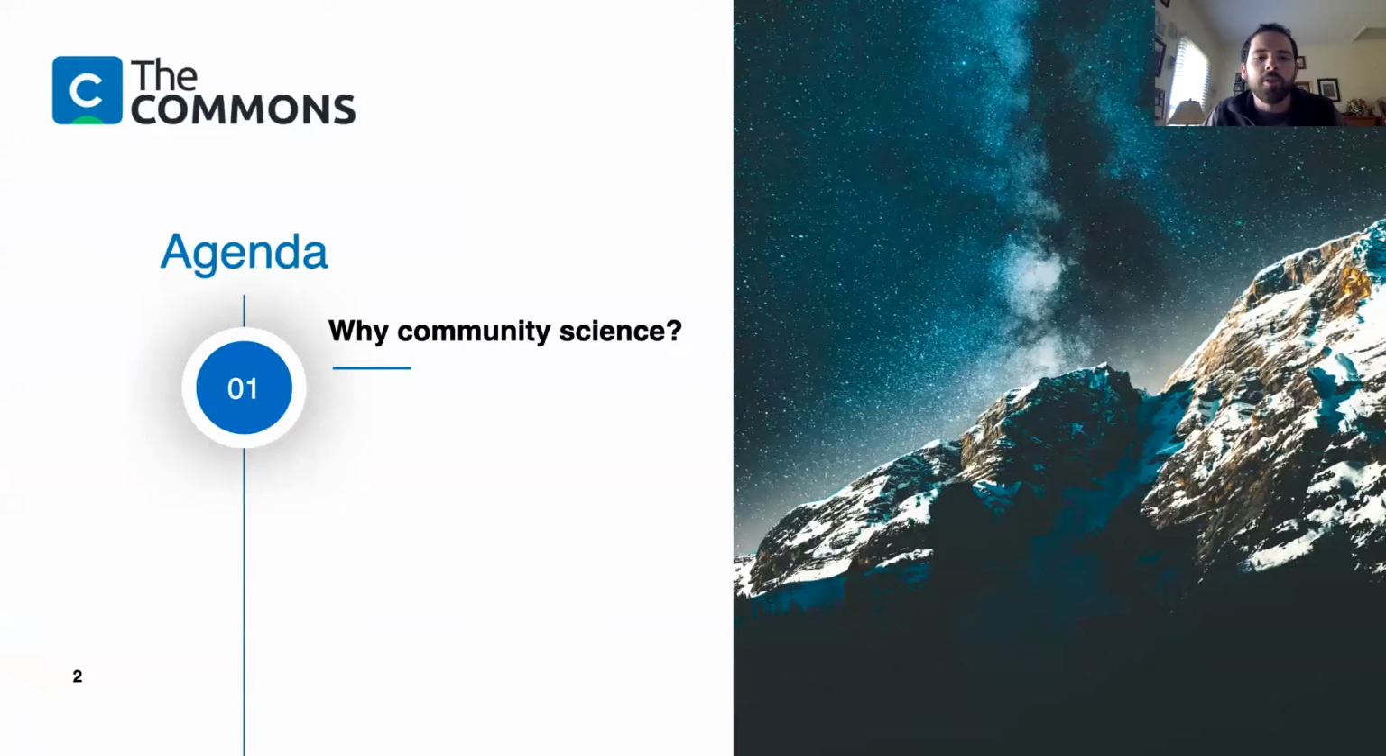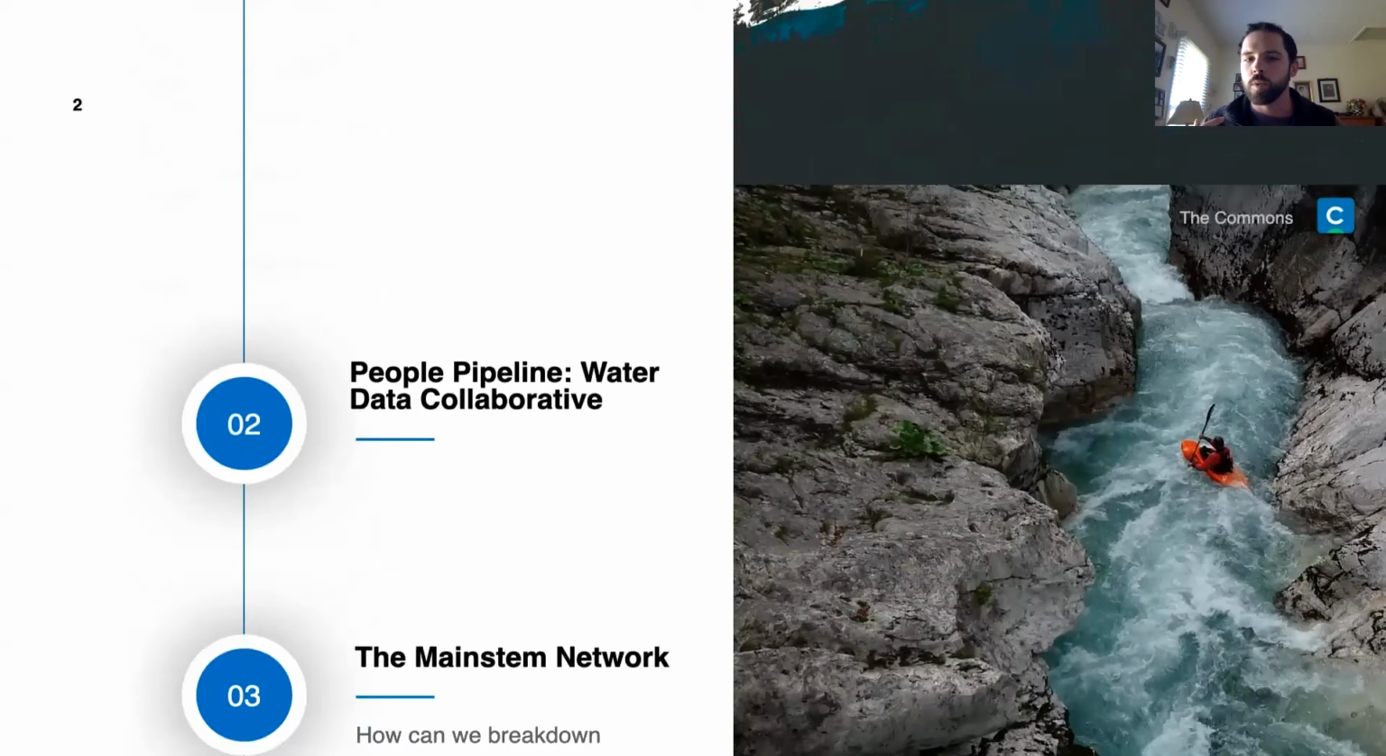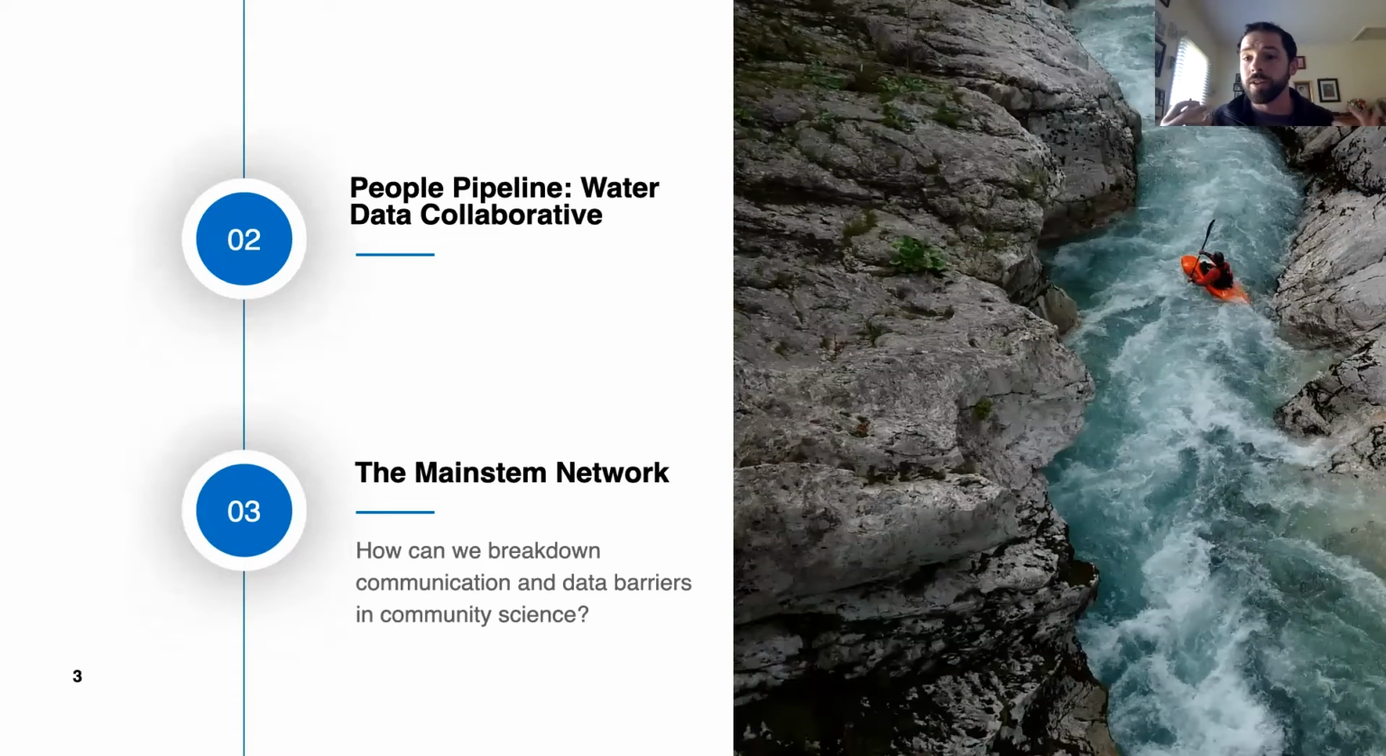So first, on the WDC side and the people pipeline side, we're going to talk about, okay, why community science? We're really talking about community water science, but why do we need it? Why do we really care about it that much? Why is it so important here in 2022? Then we're going to dive into what the actual WDC is, what the Water Data Collaborative is, and then one of our tools that we consider this people pipeline aspect, which is what we call the Mainstem Network.